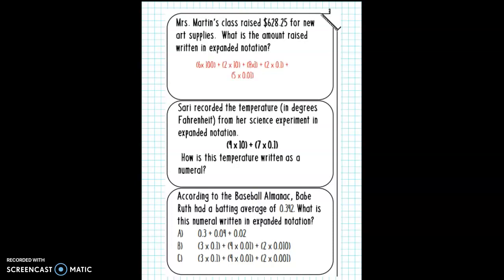Sari recorded temperatures in degrees Fahrenheit from her science experiment in expanded notation. What is this temperature written as a numeral? It is 40.1 or 40 and 1/10. And according to Baseball Almanac, Babe Ruth had a batting average of 342 thousandths. What is the numeral written in expanded notation? That would be our last problem.